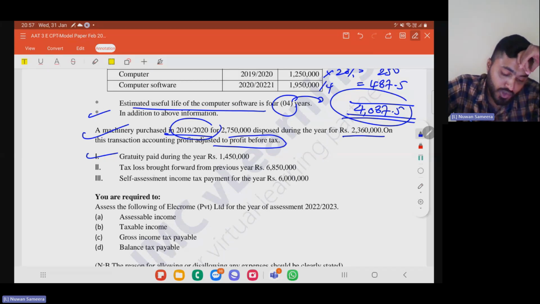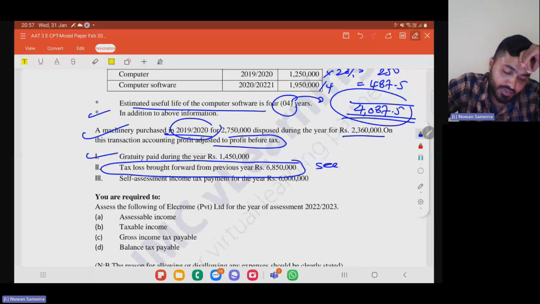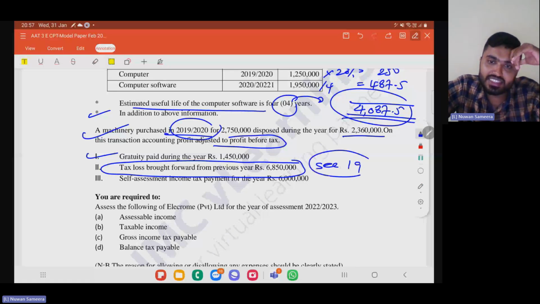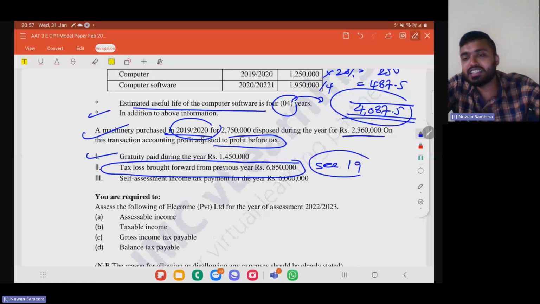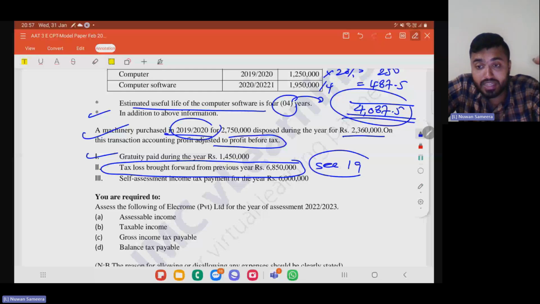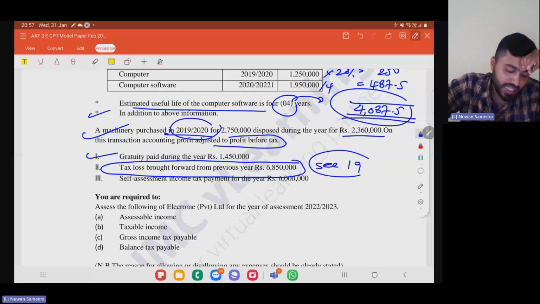For tax losses brought forward, tax losses from the previous year, you know this is the application of section 19. Section 19 says that if there is a brought forward tax loss from the previous 6 years, right? Any loss from the previous 6 years you can deduct. So this is from the previous year. Therefore, you can deduct this as an expense. That should be adjusted at the end of the calculation of the business income.